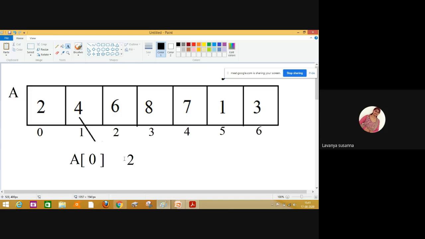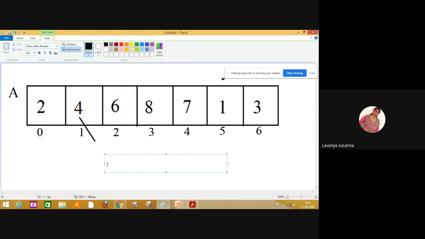Now, I want to access element 8. How to access it? What is the array name? First, you need to provide the array name. Listen carefully. These are all basics; then only you can understand the algorithm. The array name is A. Next, the subscript operator: open square bracket and closed square bracket together, called the subscript operator.